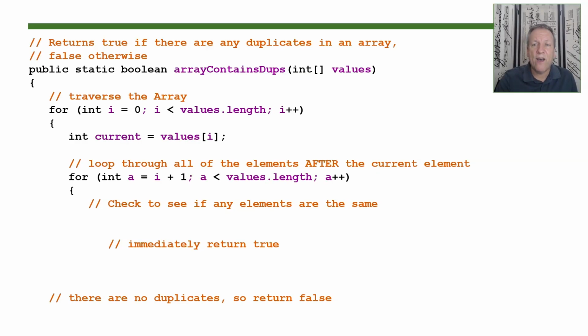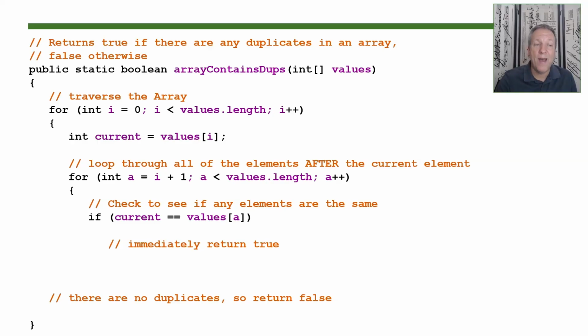Now, we need to traverse the same array, but we have to start after our current element. So let's have another loop, but this one is going to start after the current value of i. So notice we have int a equals i plus 1. This allows us to have an index for all subsequent elements in our array. Now we'll continue the loop all the way to the end of the array, again using the values.length. Now we want to check to see if our current value, which is values[i], is ever equal to any value after it, values[a], as we loop through all of the elements after current.